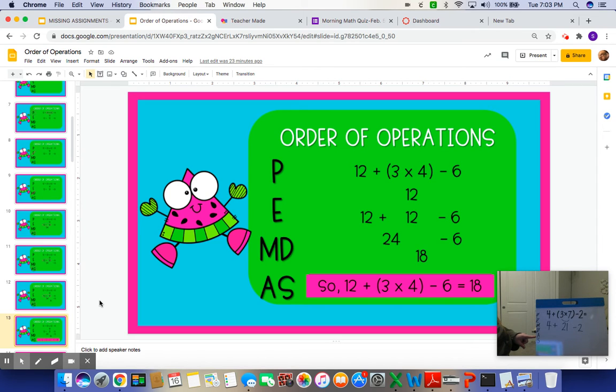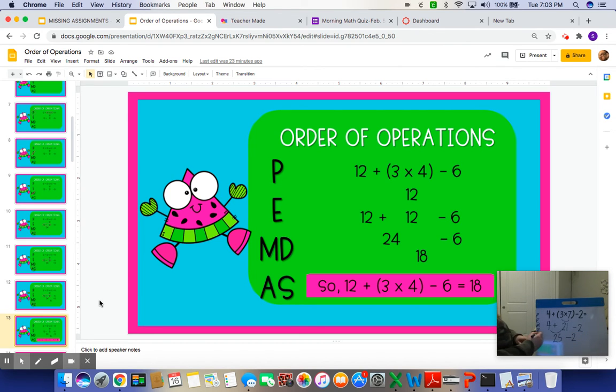A stands for adding. So we're going to do the adding first. So we're going to do this next. 4 plus 21. So 4 plus 21 is 25. And I'm going to write that down. I'm also going to bring down my subtract sign and my 2 sign.